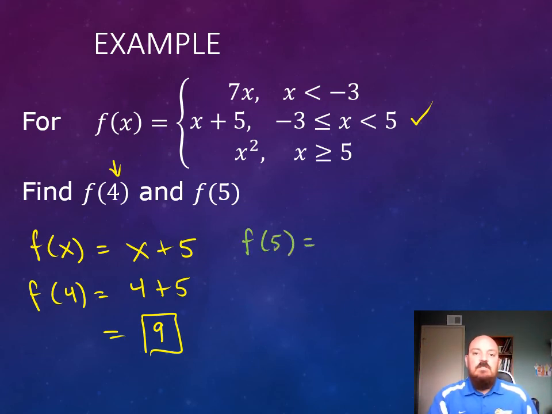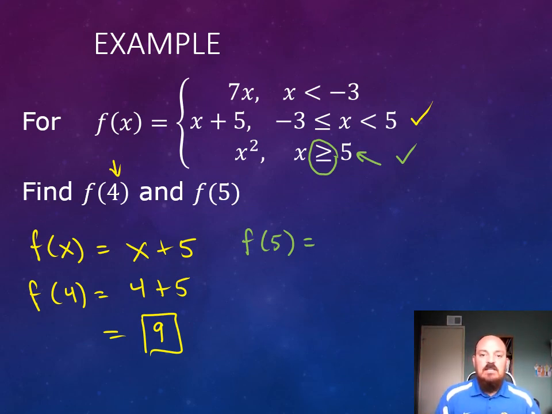So let's go through our choices again. Top choice, is 5 less than negative 3? No, it's not. Choice number 2, is 5 between negative 3 and 5? Well, it's right on the edge there. And when it's right on the edge, remember we just saw an example like this with the 1 in the last example. You're looking for the one that has the or equal to it. So this is the one we actually want.